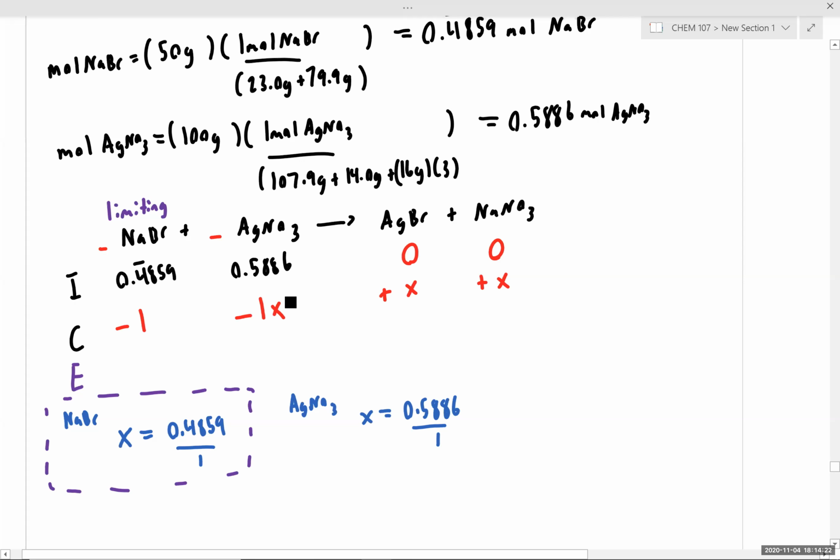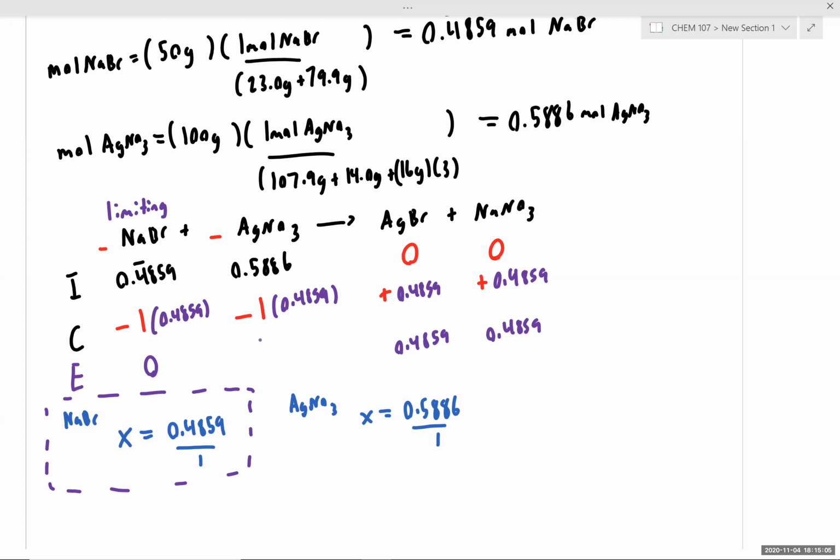So as a result, we're going to take the value of x that we've so carefully calculated, and we're going to plug it in. So we're just going to plug in this value of x, 0.4859. So we use up all of our sodium bromide. And so at the end of this calculation, we've simultaneously figured out the ending amount of product, how many moles of product we make. But not only that, by adding the change to the initial, we've also been able to figure out that we have 0.1027 moles of silver nitrate remaining.